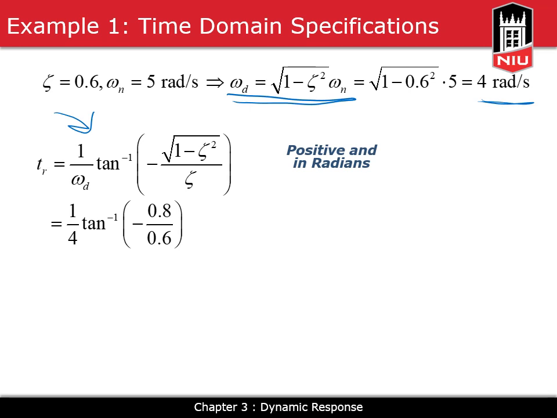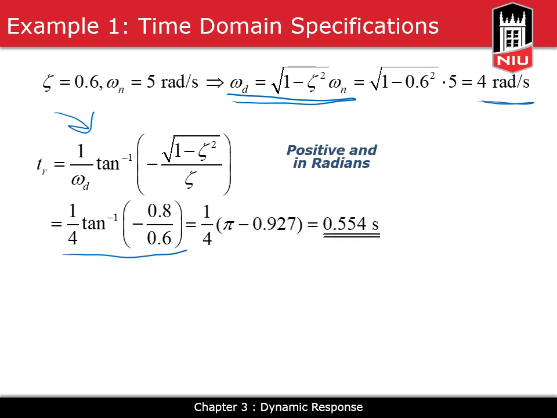If you plug in the values of zeta and omega d, this is what you get for rise time. Tangent inverse of negative 0.8 over 0.6. If you use a calculator and you find the answer in radians, it's going to give you a negative answer, something close to negative 1. If you ever get that using this equation, only in this equation, with that tangent inverse, you have to add pi to the answer of the tangent inverse.